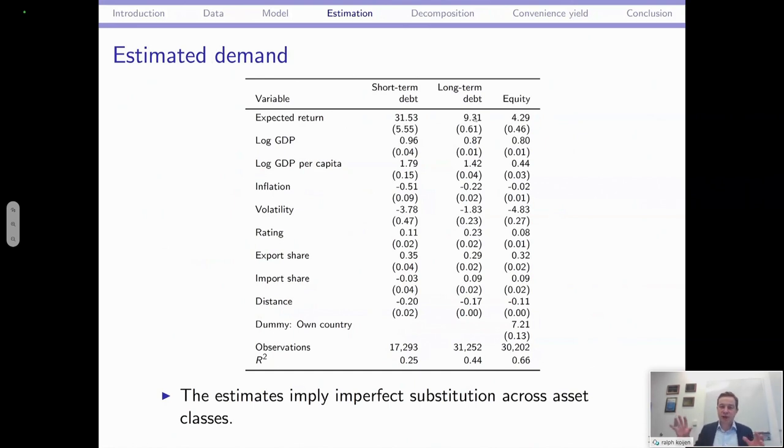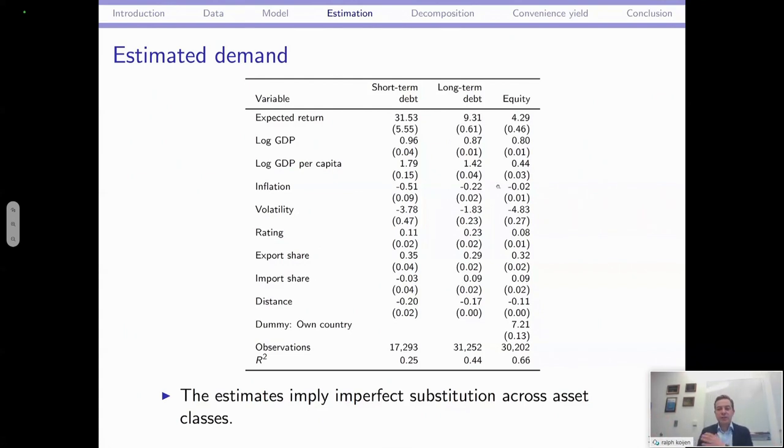All of those suggest, and in particular for long-term debt markets and equity, that demand is fairly inelastic. For long-term debt, the estimate of around 4 is quite consistent with the event study estimates that we have about the price impact that QE has had on government bond markets. Then if you go down the different rows, you see there's about a unit elasticity with respect to GDP. So larger countries, you're going to allocate more capital to it.